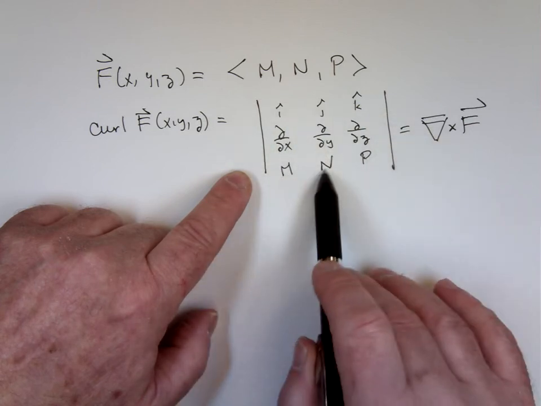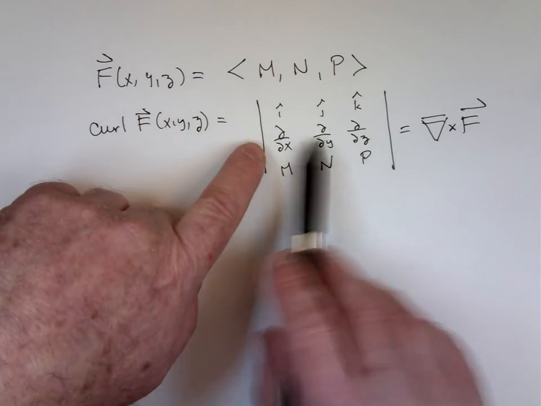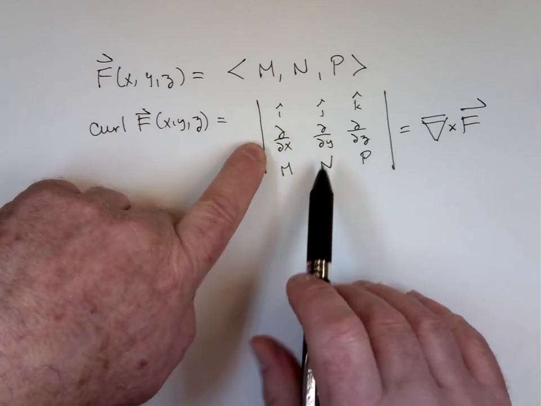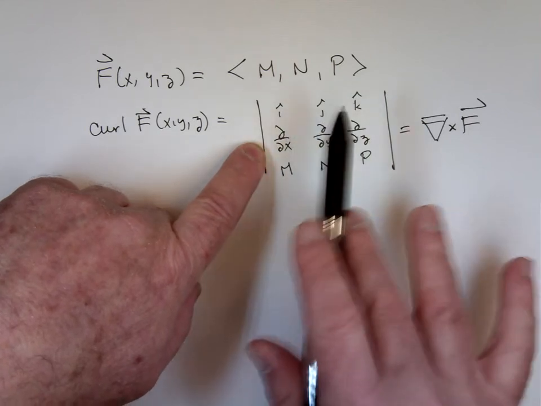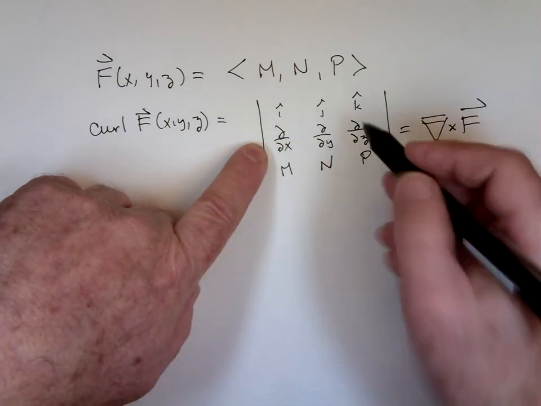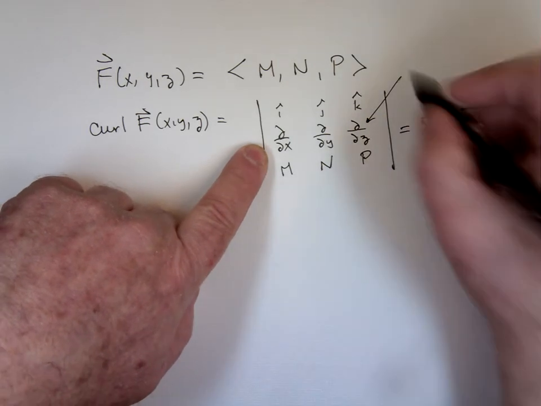And you may argue that this is just merely a mnemonic device and not really a true 3x3 determinant, and you're correct. At this point, these guys are called differential operators. That's what they're called.